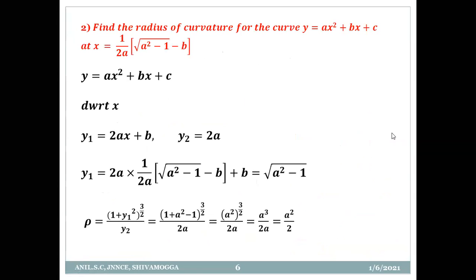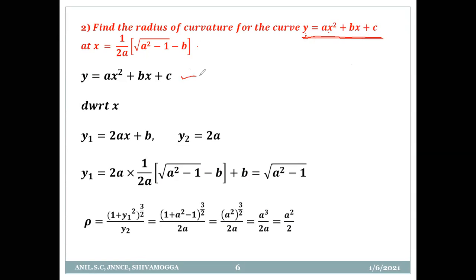Next one. This is a question paper problem. Find the radius of curvature for the curve y is equal to ax square plus bx plus c at x is equal to 1 by 2a into square root of a square minus 1 minus b. Clearly, this is a Cartesian curve expressed in terms of x and y. Let y is equal to ax square plus bx plus c.